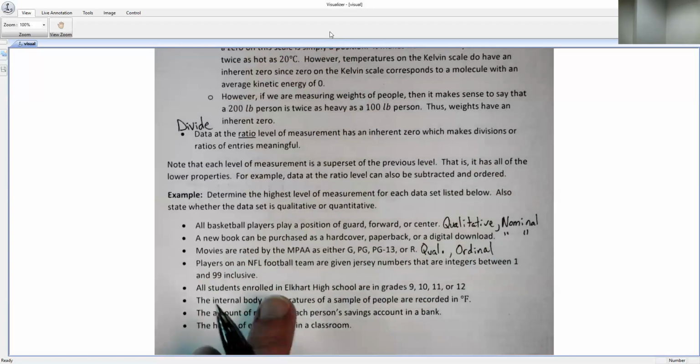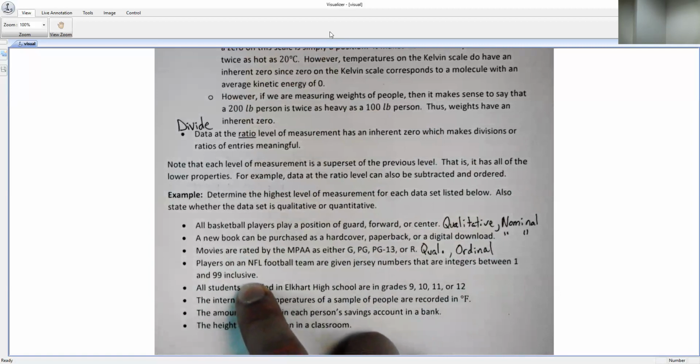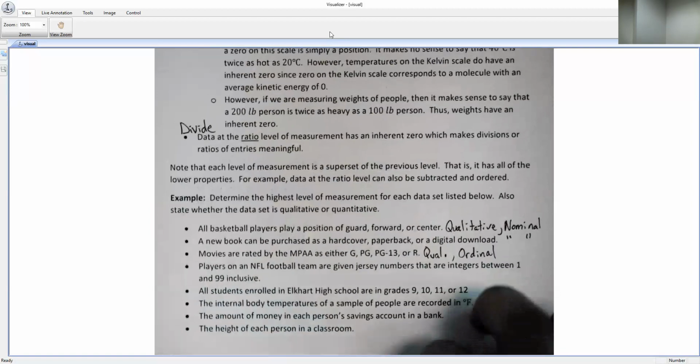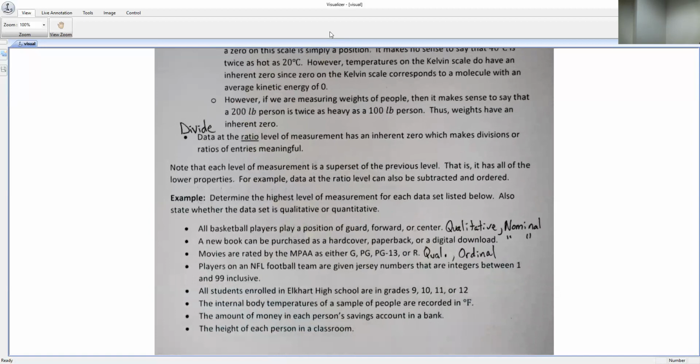Okay. Now, the next example can be tricky, can be confusing. If we have players on a football team given jersey numbers. Now, jersey numbers, at first glance, you say, numbers are quantitative. But in this case, they're not. Here, even though we have numbers on a jersey, those numbers I can't really do any calculations with. I can't add any numbers together and have it make sense. I can't subtract them and have them make sense, because the jersey numbers, even though they're numbers, they're not measuring anything.